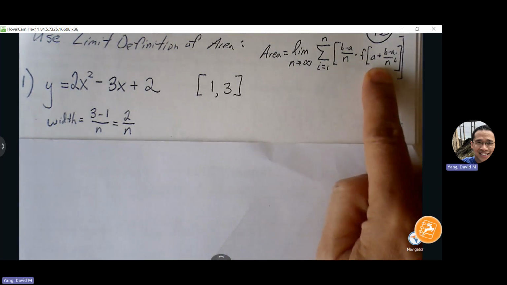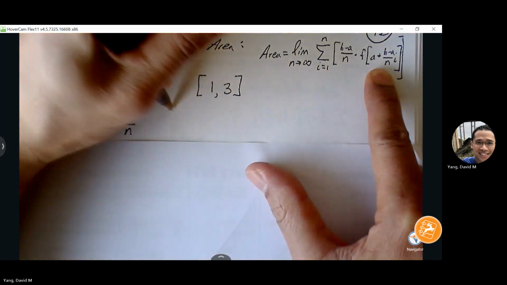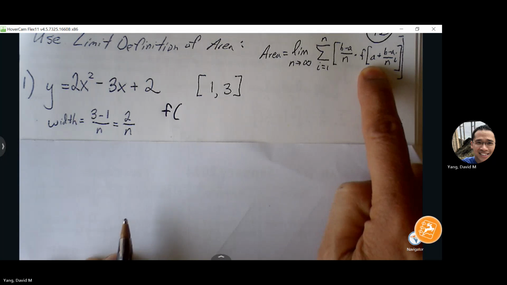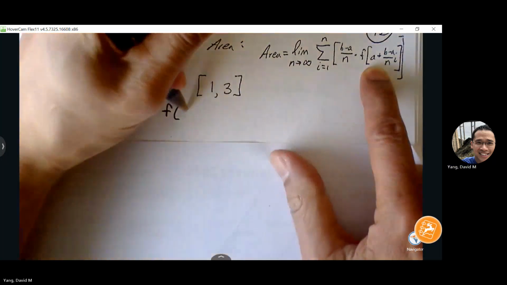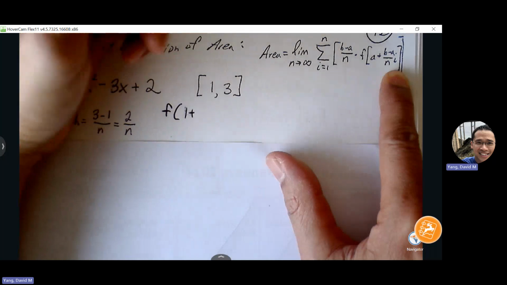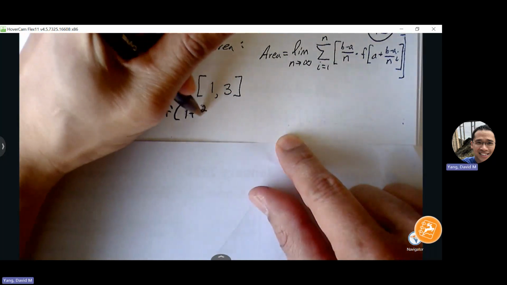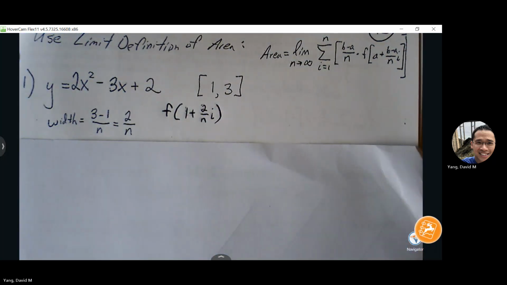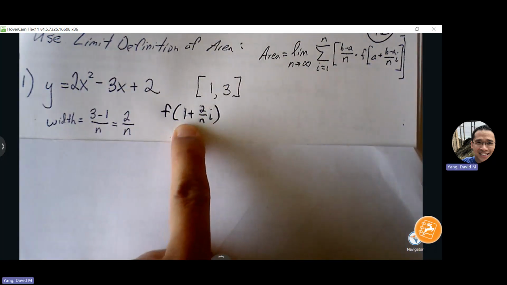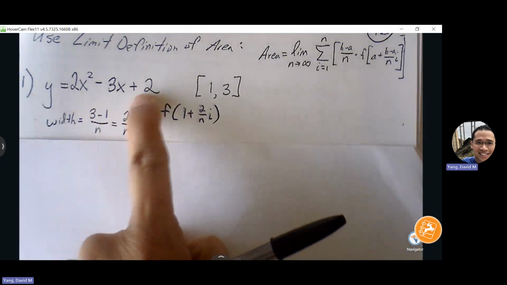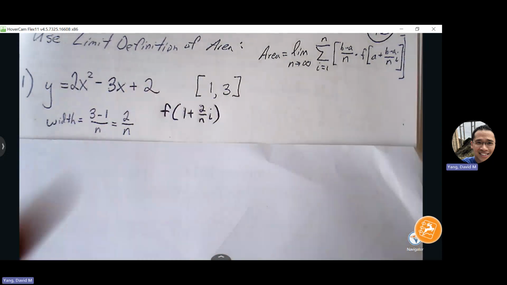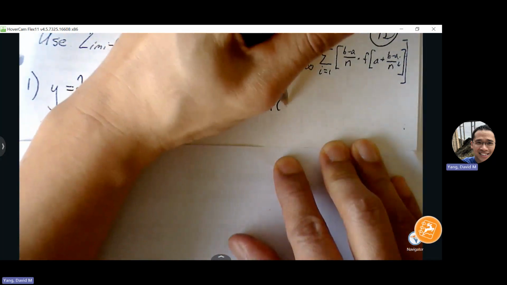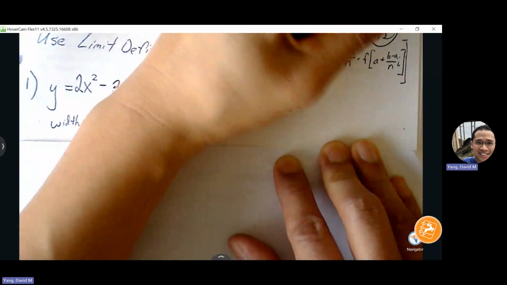Next up, let's build our height component. f of a, what's my a? 1 plus width times i, 2 over n i. Now that we have this in function notation, we have to insert it into this particular function, but we want to make sure that we can put this in the right place. So let's write the function out initially.